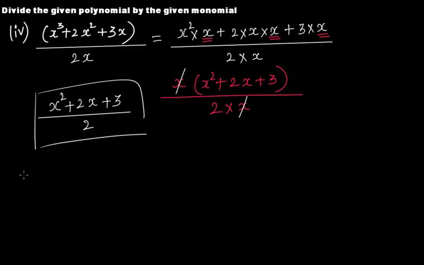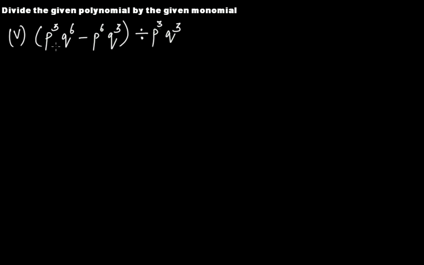Okay, it's fine. So the last one is p cubed q to the power of 6 minus p to the power of 6 multiplied by q cubed divided by this. Let's cut it and paste it here. You have to perform this division. Okay, so in this case, this is p cubed q to the power of 6 minus p to the power of 6 q to the power of 3.